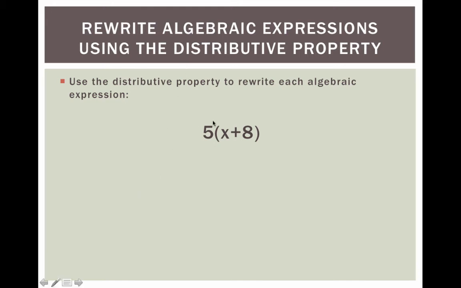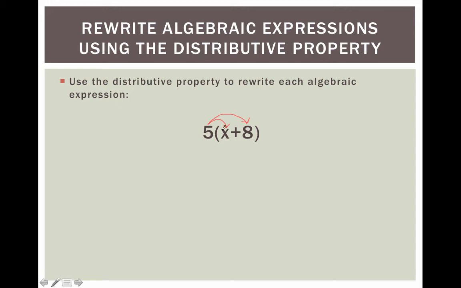And sometimes you might see a problem like this, where the directions say use the distributive property to rewrite each algebraic expression. And just because you see a variable in parentheses next to a number outside of parentheses doesn't mean it's overwhelming or anything. Remember, the distributive property just means that you're distributing the number outside by multiplying it to the two addends inside of the parentheses.